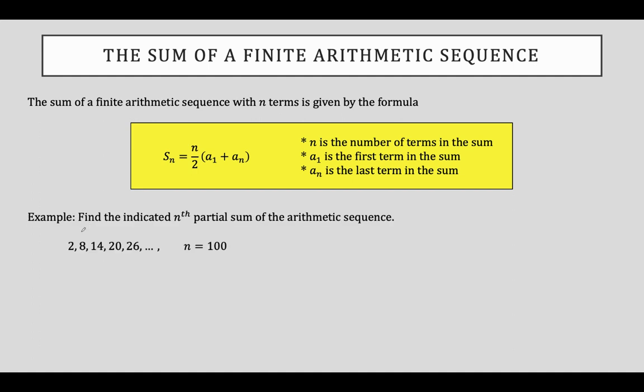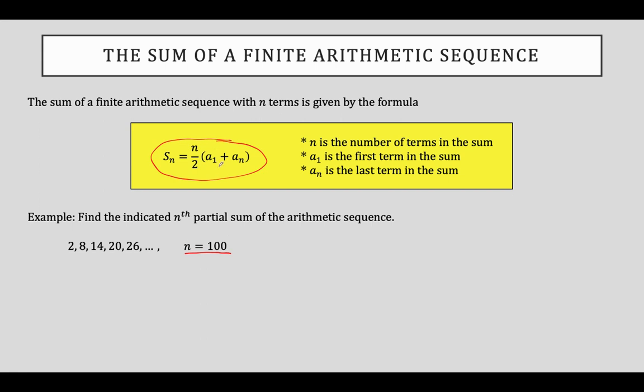For example, find the indicated nth partial sum of the arithmetic sequence. Here we have the sequence 2, 8, 14, 20, 26, and so on, and we want to find the 100th partial sum. That means we want to add up the first 100 terms of this sequence. In order to use our formula here, one, we must know n, which is the number of terms, and that's actually given to us.